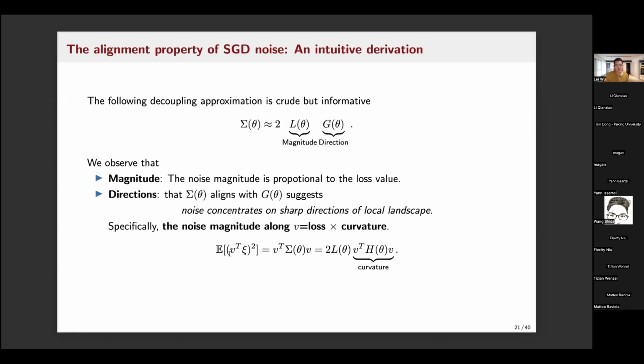Specifically, the noise component along the direction v is given by this noise energy, which is equal to this equation. Because of this approximation, the noise magnitude along the direction v is equal to 2 times the loss times the curvature. This is the local curvature of the landscape around the direction v. So that means the noise magnitude along a direction is proportional to the curvature along that direction.